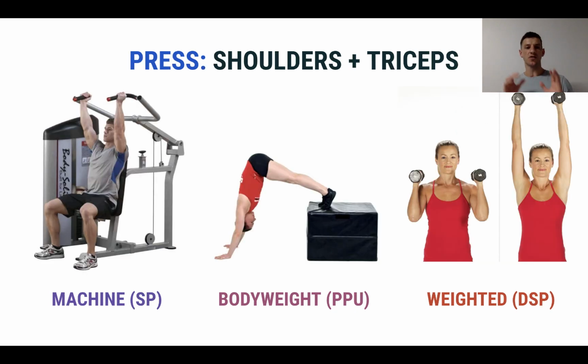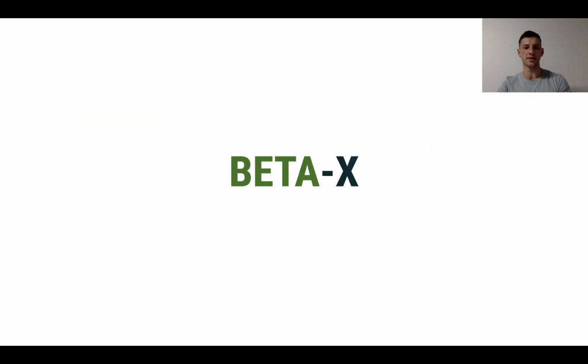Okay, so for the shoulder press, we have the machine, we have a body weight version. This is a pike push-up. Not very popular. Again, this is mostly suitable for intermediate or advanced practitioners. I don't like beginners starting with this. And then you have the weighted shoulder press. This probably is a bit more appropriate if you're starting, but this gives you an idea.